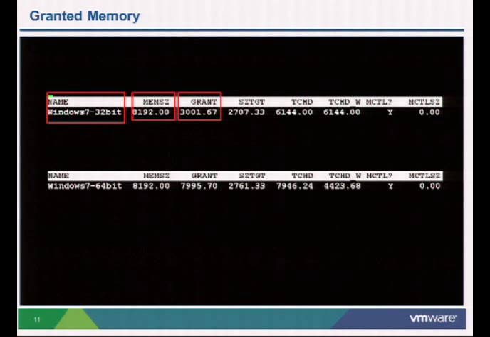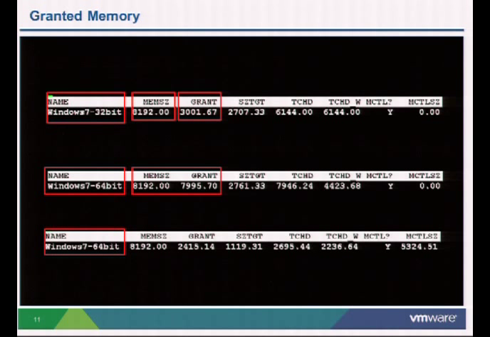So I installed another VM, a 64-bit VM. The memory size is 8 gigs, and the granted memory is 8 gigs, right? Everything looks fine, so I left this VM for some time. I came back later to the same Windows 7 VM, and now the granted memory is reduced to 2.4 gigs. It's not 8 gigs anymore.